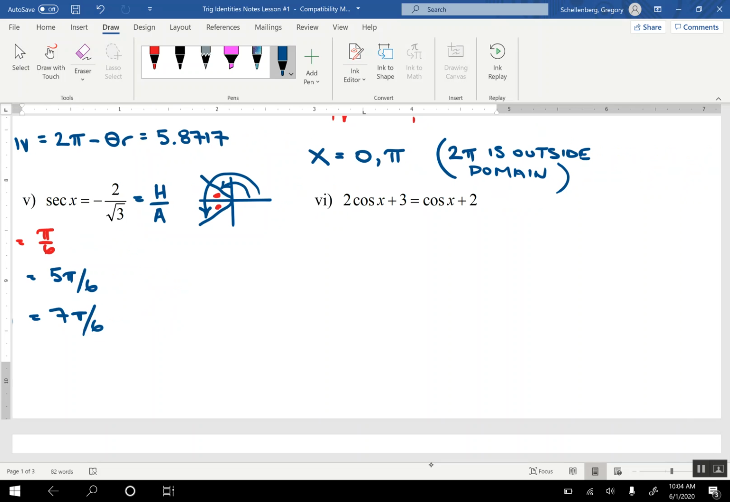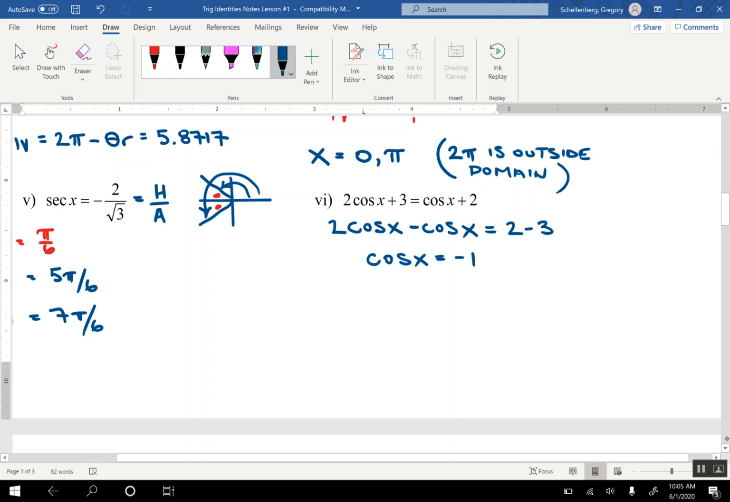Okay, now the next one, number 6, we've got 2 times the cos of x plus 3 is equal to the cos of x plus 2. Let's get the cos of x's onto one side of the equation and the constant terms to the other side, and then we'll go from there. So we've got 2 times the cos of x minus the cos of x is equal to 2 minus 3. So we've got like terms on the left-hand side. We can subtract the coefficients. So we get 2 cos x minus cos x is 1 cos x, or just cos x. And 2 minus 3, we've got negative 1. Okay, so where is the cosine of x equal to negative 1?